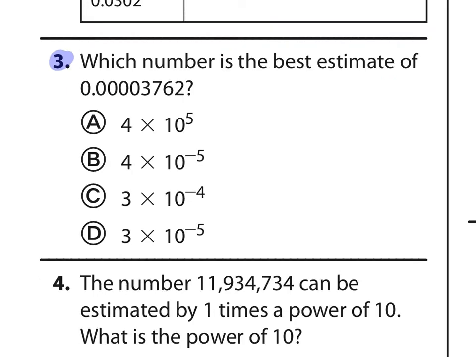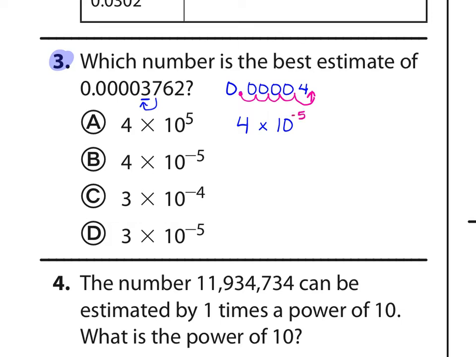Number 3, which number is the best estimate of 0.00003762? So I'm going to look at this 3. That 7 is going to make it round up. So I've got 0.00004, about 4. And so when we write this number out, we get 4 times 10 to some power. Notice that the decimal here is going to move behind this digit 4. So I'm going to count 1, 2, 3, 4, 5 places it moves. So we've got a 5 for an exponent.